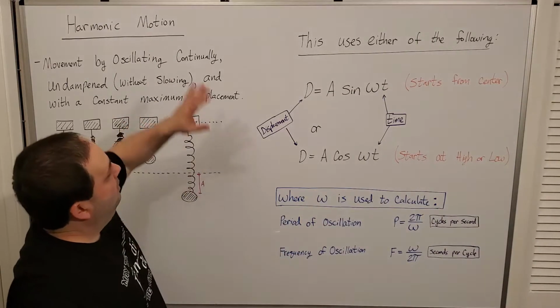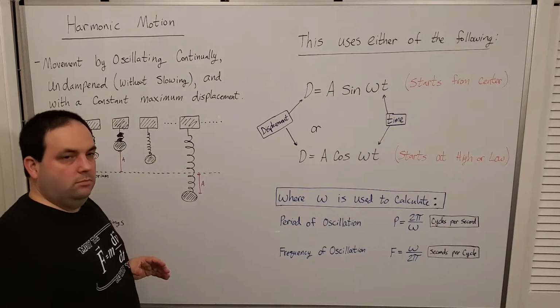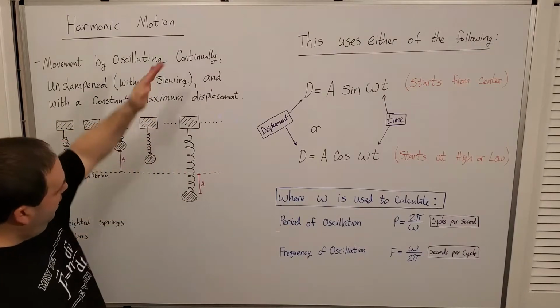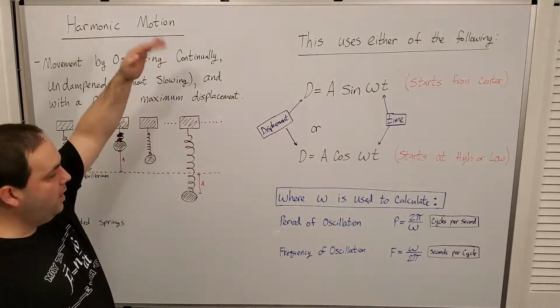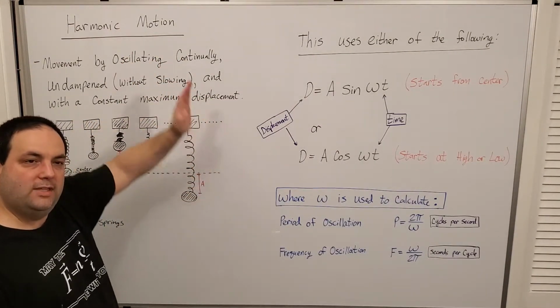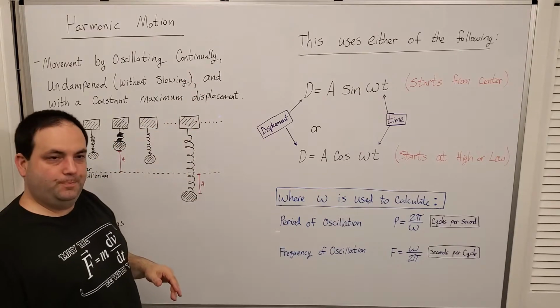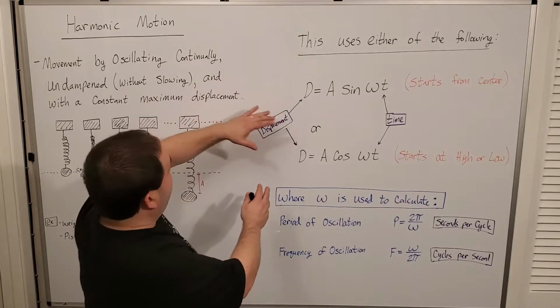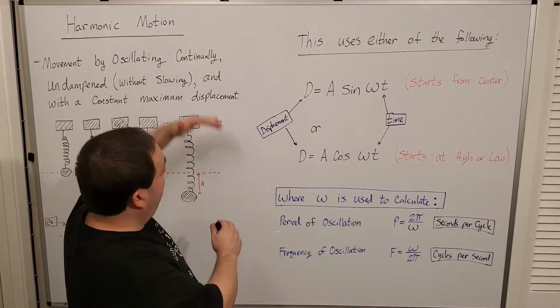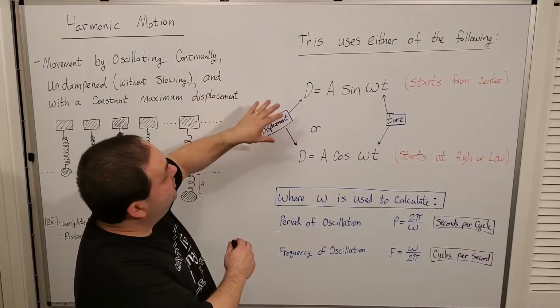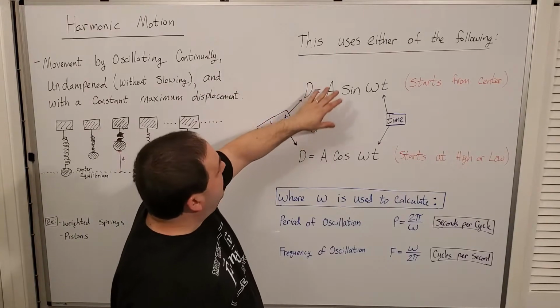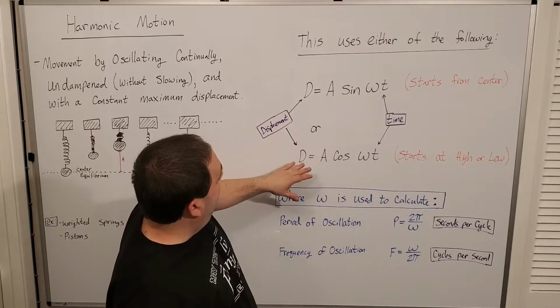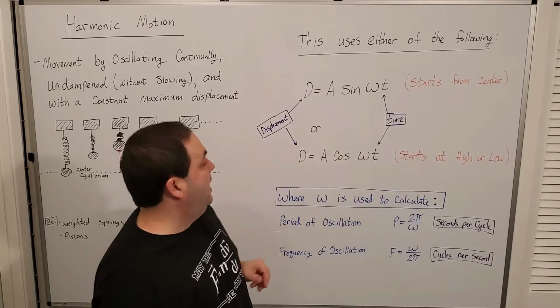This kind of motion is going to have this wave kind of motion. It's going to go up and down between a maximum and minimum displacement around a center. So as you can see, the displacement that this spring or whatever object is from the center is being calculated as a sine omega t or a cosine omega t.